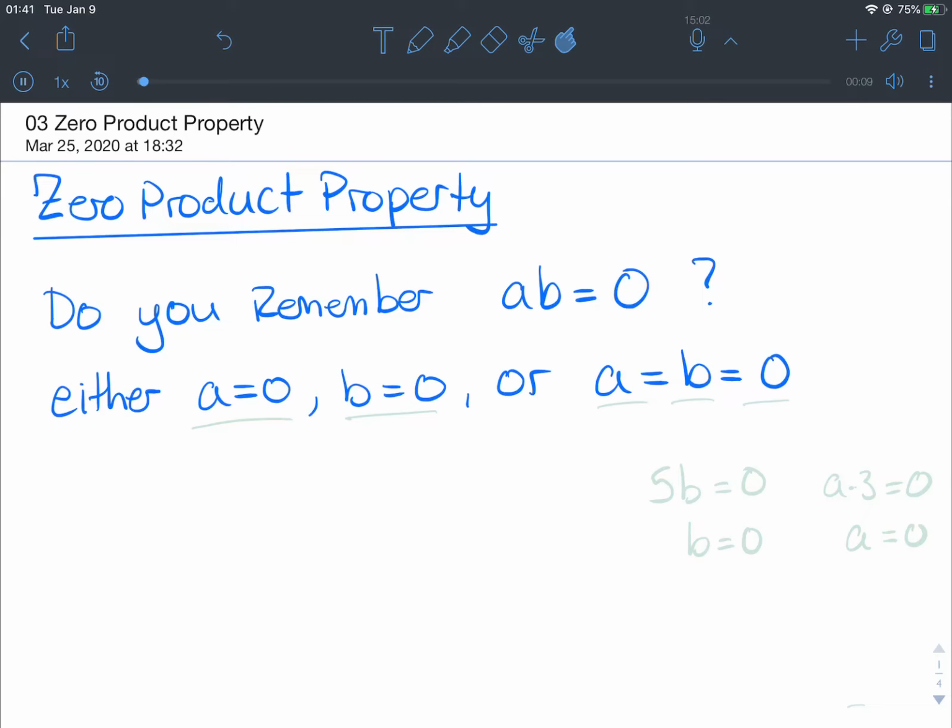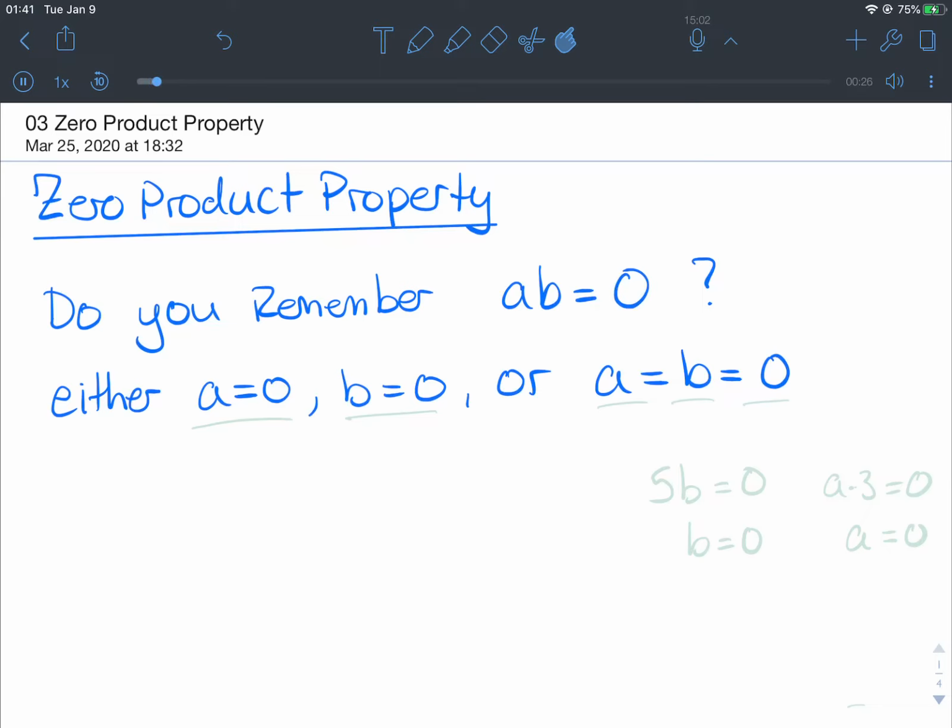All right, for starters, we're going to start off with the zero product property. And if you guys can remember, in the first semester, we spent a couple lessons talking about this. So I'm just going to read it to you. AB equals 0, meaning A times B equals 0.